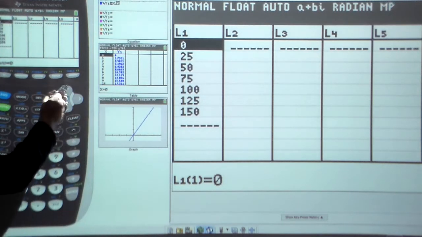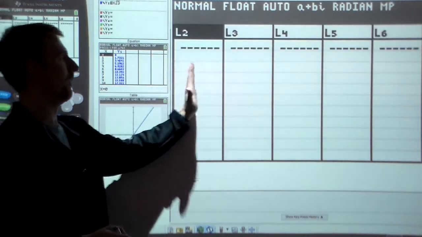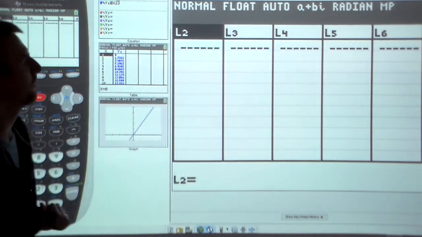So let me show you what happens if you hit Delete. Say you went up here and you couldn't remember and you hit Delete. And the list actually goes away. Now, you need L1 and L2. If you don't have L1, L2, you're in trouble.